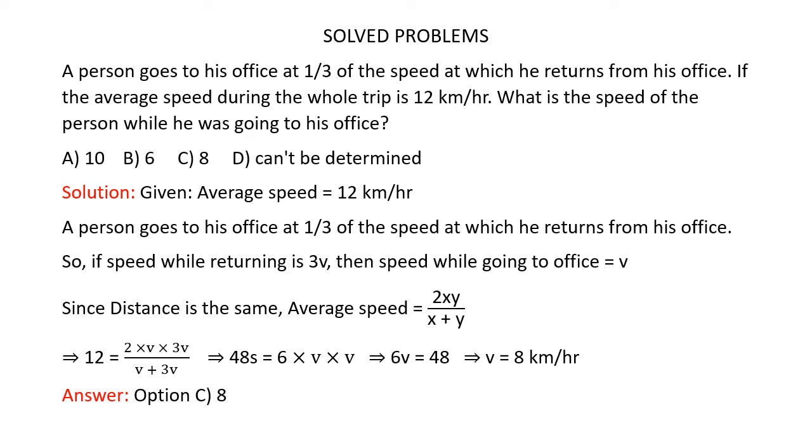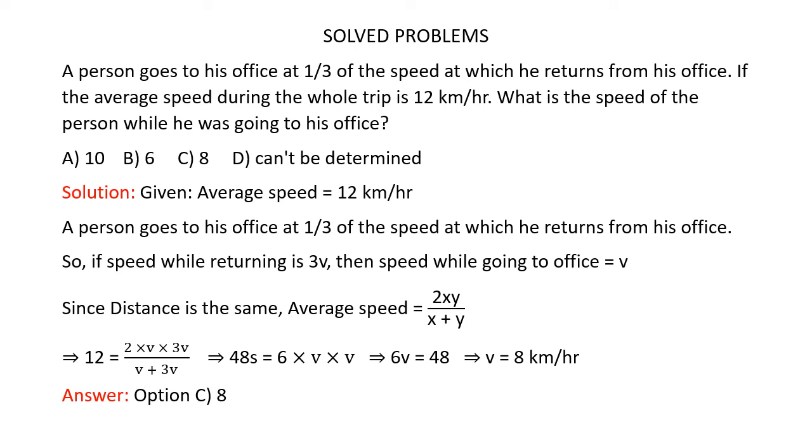Now it's given that a person goes to his office at 1/3 of the speed at which he returns from his office. Here we do not know the speed at which he returns from his office. So if we consider the speed at which he returns from the office as v, then he goes to the office at 1/3 of v, that is v by 3. But if one speed is v and the other speed is v by 3, we get a fraction here and calculation will become a little lengthy.